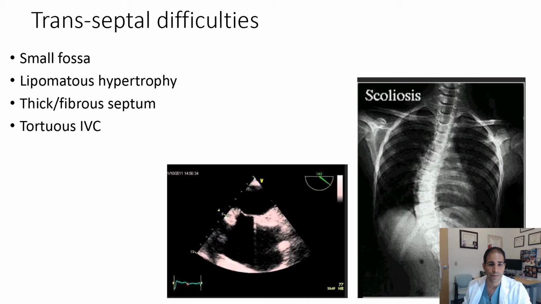There are several anatomic features which can greatly complicate your transseptal crossing. Having a small fossa or one that has a lot of lipomatous hypertrophy will greatly reduce your ability to select your perfect transseptal crossing location and may dictate the crossing segment for you. If you have a thicker fibrous septum, it may be difficult to get across. And then finally, having a tortuous IVC can certainly restrict your ability to torque the catheter.